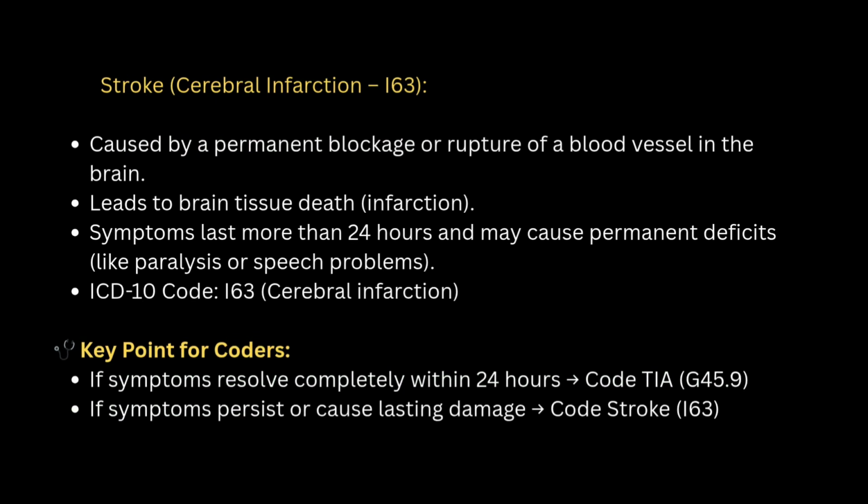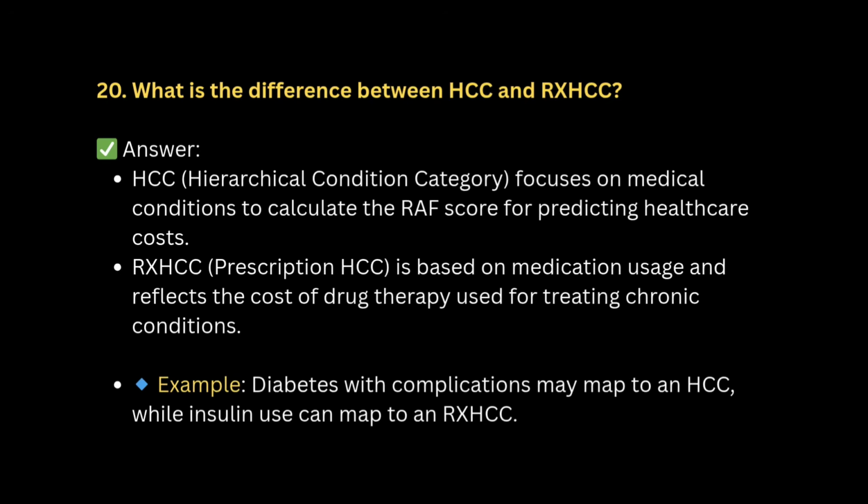Whereas stroke is I63, caused by a permanent blockage or rupture of a blood vessel in the brain. It leads to brain tissue death. Symptoms last more than 24 hours and may cause permanent deficits like paralysis or speech problems. So the ICD code will be I63. If the symptoms resolve completely within 24 hours, it is TIA, and if it persists or causes long-lasting damage, it is I63.